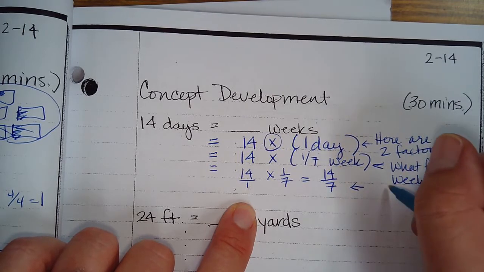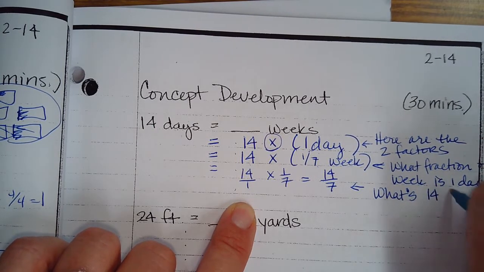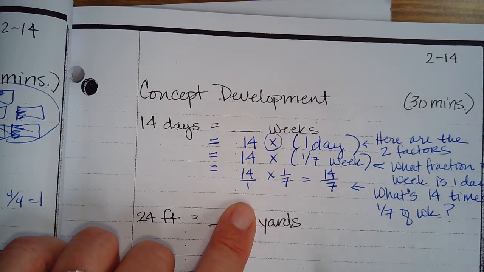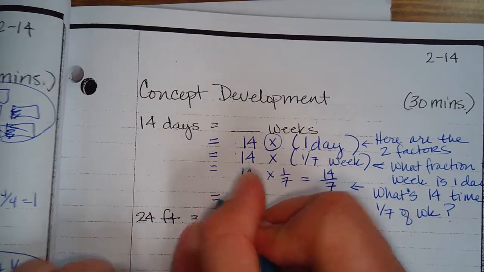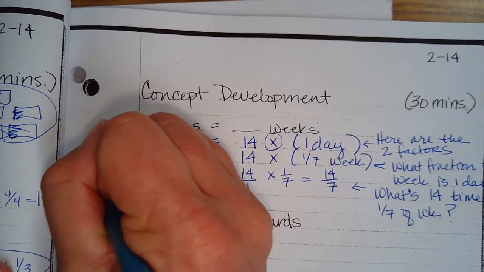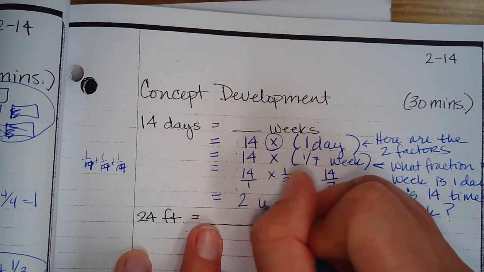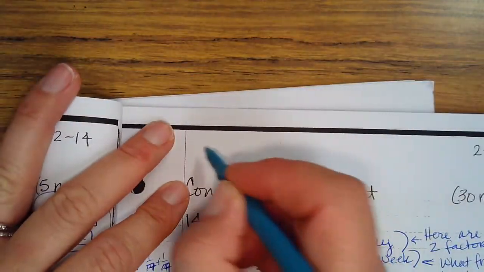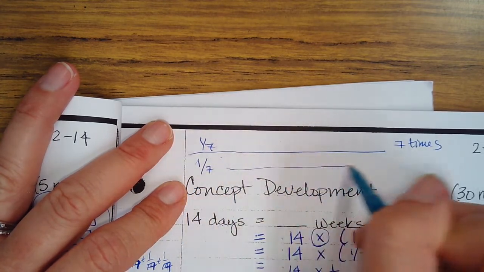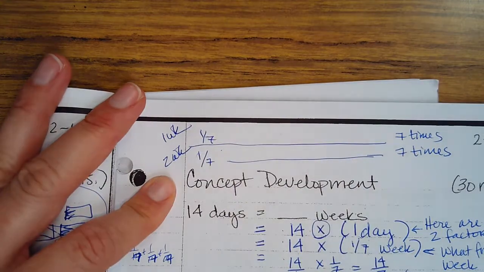Now, what's 14 times 1/7 of a week? So if you had 14 sevenths, what would you have? If you had 14 sevenths, you would have how many weeks? You'd have 2 weeks. So if you had 1/7 seven times, and you had 1/7 another 7 times, right? So this would be 1 week. This would be 2 weeks, right?